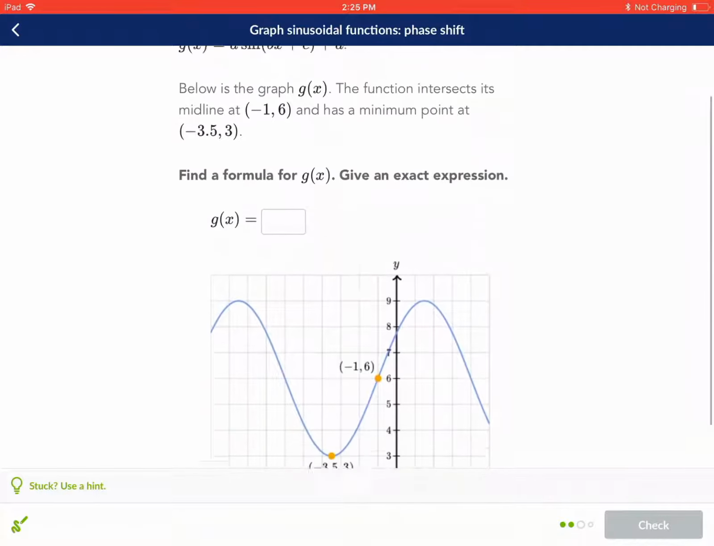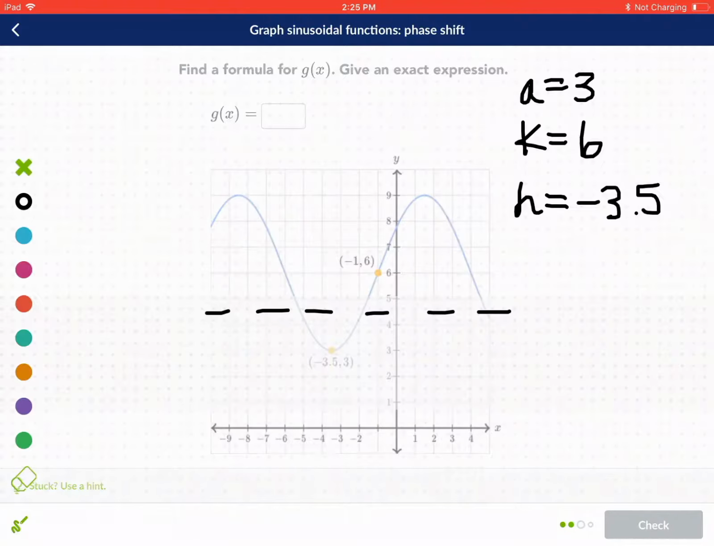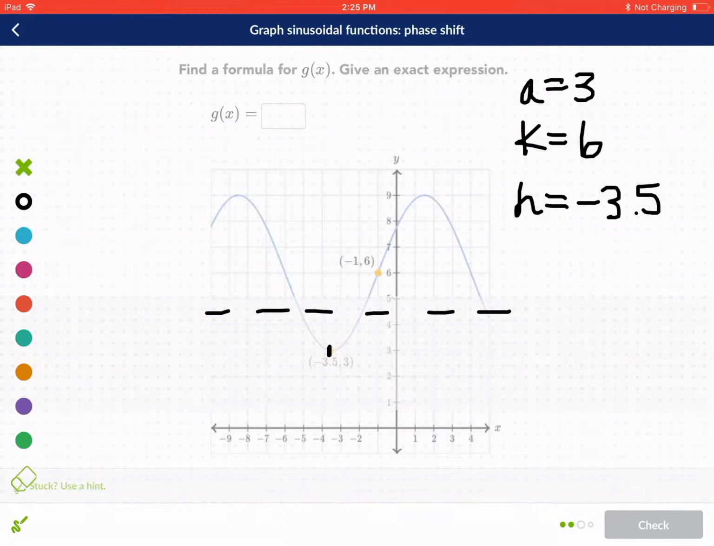Now I've got to find the B value. Actually, we are not shifted to the left 3.5, because that would make it a cosine. Sorry. I had to double check. It's negative 1. Okay, so that's where we want to be. The B value, okay?